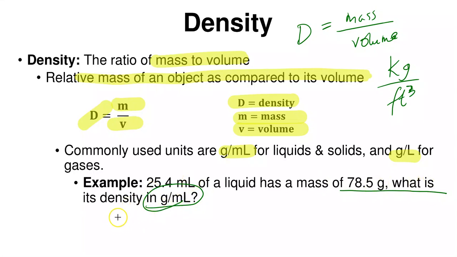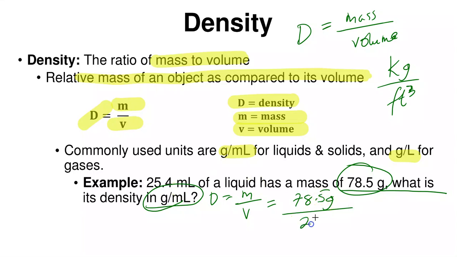So what you simply need to do is to write the formula. I want to write the capital D is mass over volume. You put your mass. The mass is this, 78.5 grams divided by 25.4 ml. And when you do that math correctly, it's going to give you about 3.09 grams per ml.